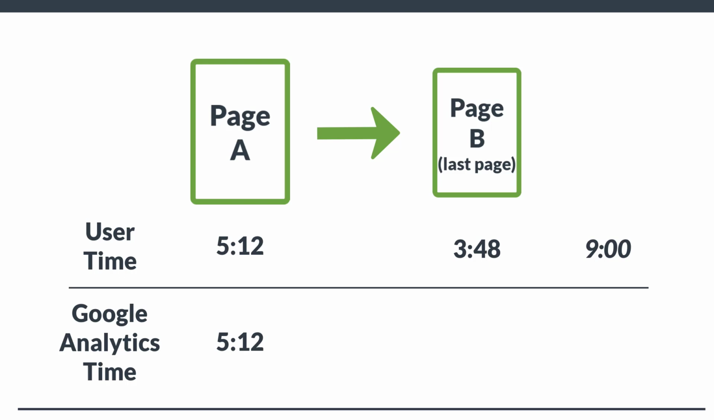So what that means is page B, they won't know the time that somebody spent because there's no interaction after somebody was on page B. They just left the website. They didn't do anything else. So there's nothing for Google Analytics to compare against to know how much time people spent there. So this 9-minute session this particular example visitor had on our website will be tracked as though it's 5 minutes and 12 seconds. That's a pretty big difference in the amount of time somebody spent.